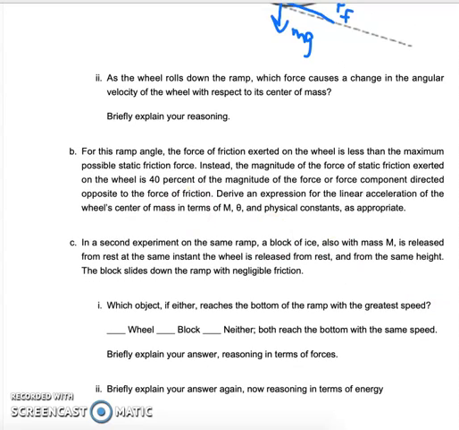Well, we already know that if this is the ramp, friction is acting that way. So if friction is acting that way, we want something that's opposite that. Well, that's obviously that. What force is that? That's mg sine theta. That's the parallel component of the weight. So what they're basically saying is that this value is 40% of this. So that's an important translation. So the force of friction in this case is 0.4 mg sine theta.